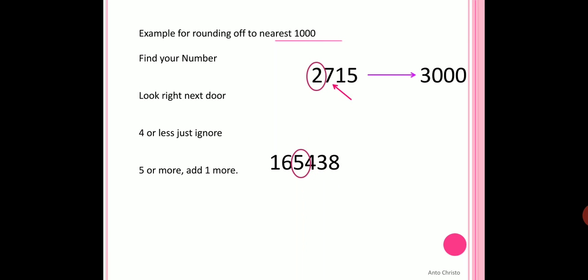Why? Because 4 which is next to it is, according to the poem, to be ignored. So 4 or less we will just ignore. Finally, you will get the answer as 1,65,000, because 5 is in thousands place. 4, which is on the right side of it, is giving us a chance to ignore all other numbers according to the poem, the rule we learned. Thank you, children.